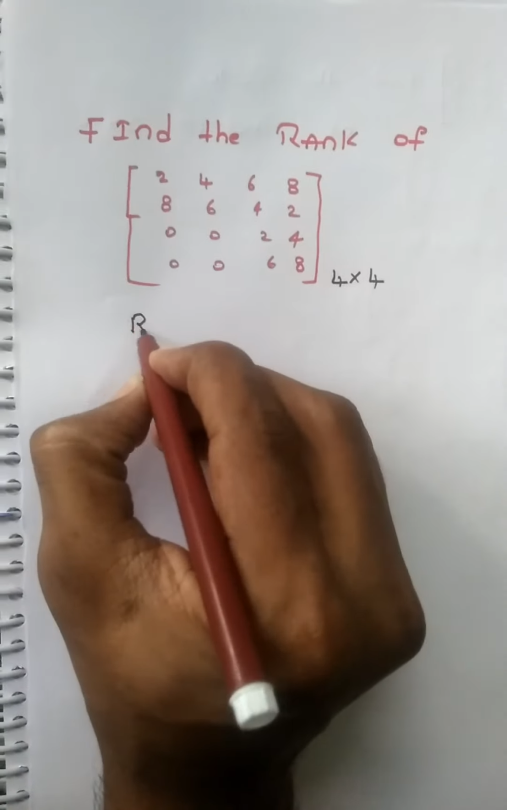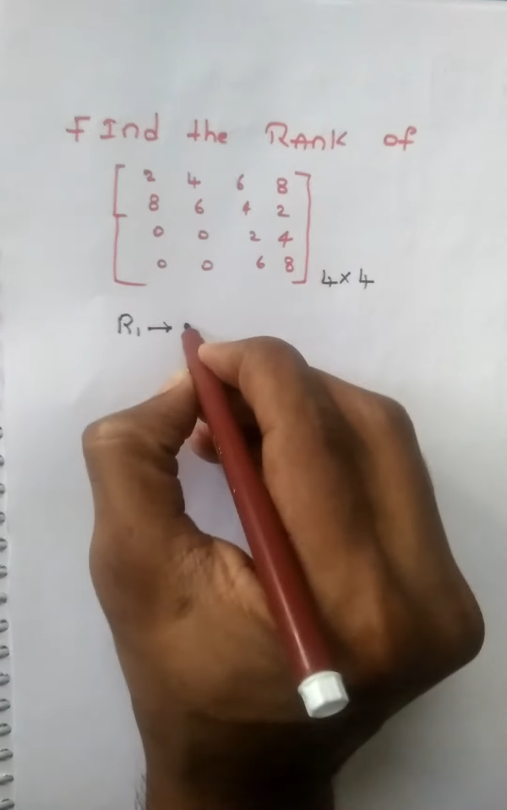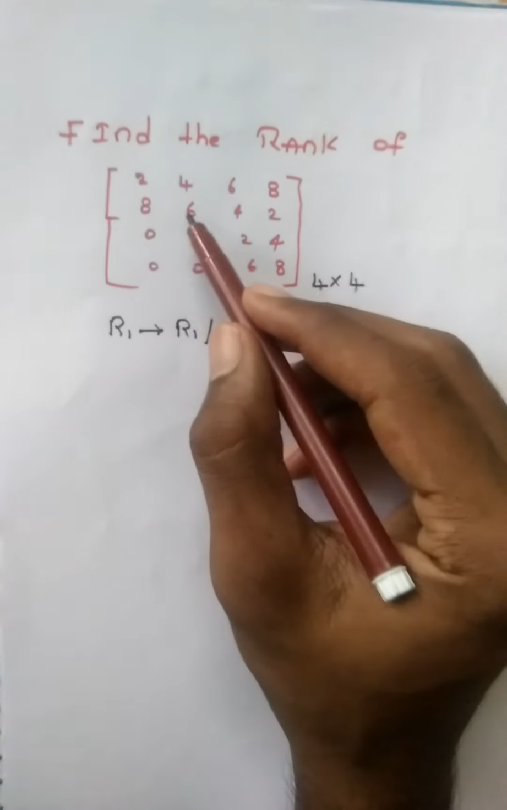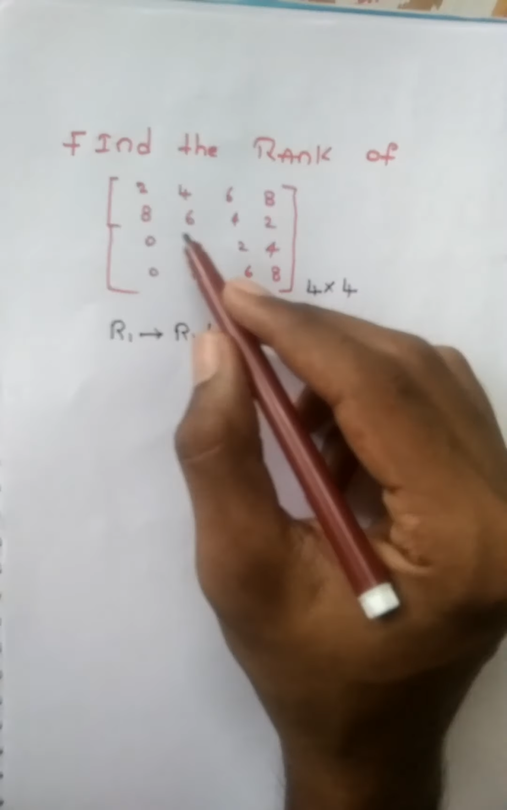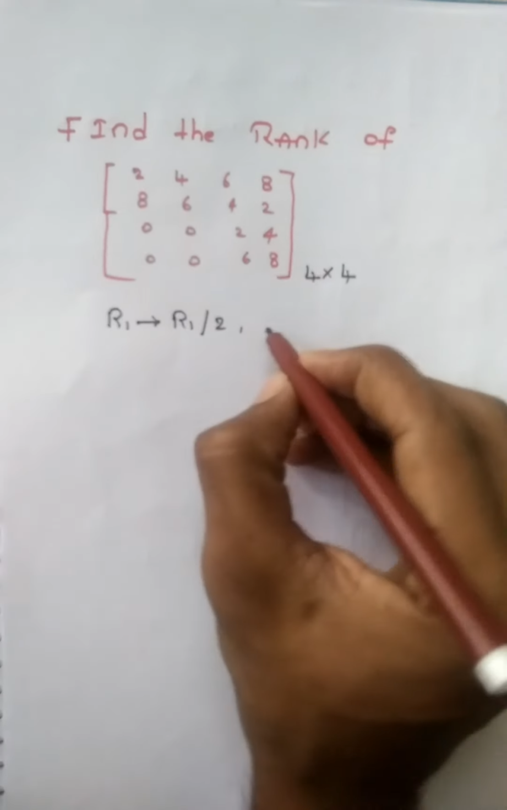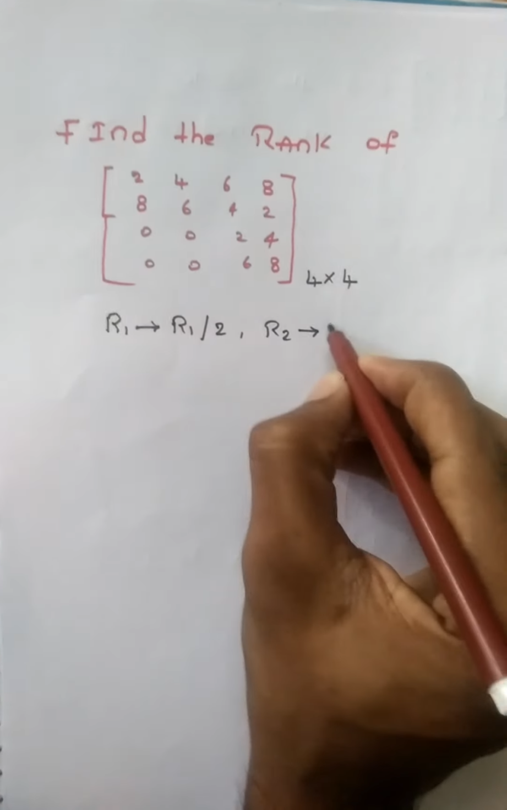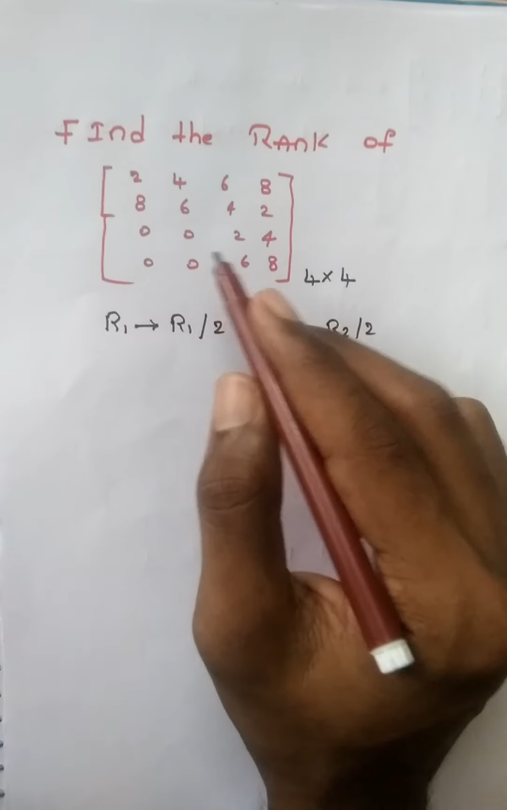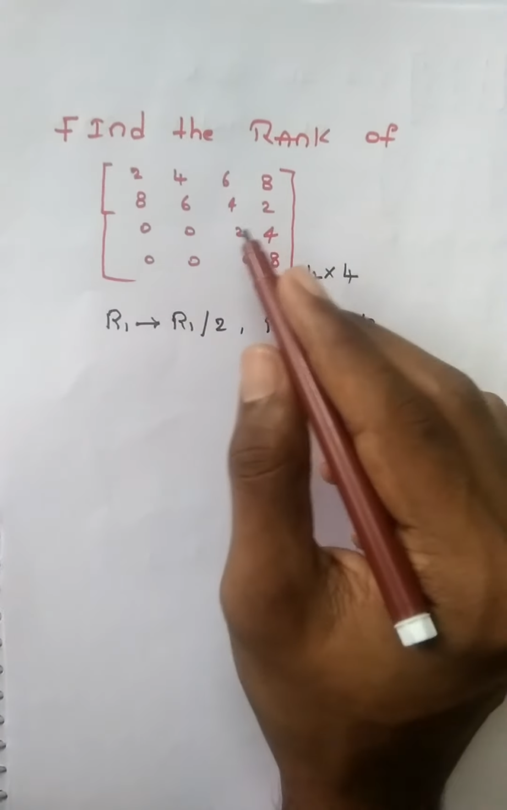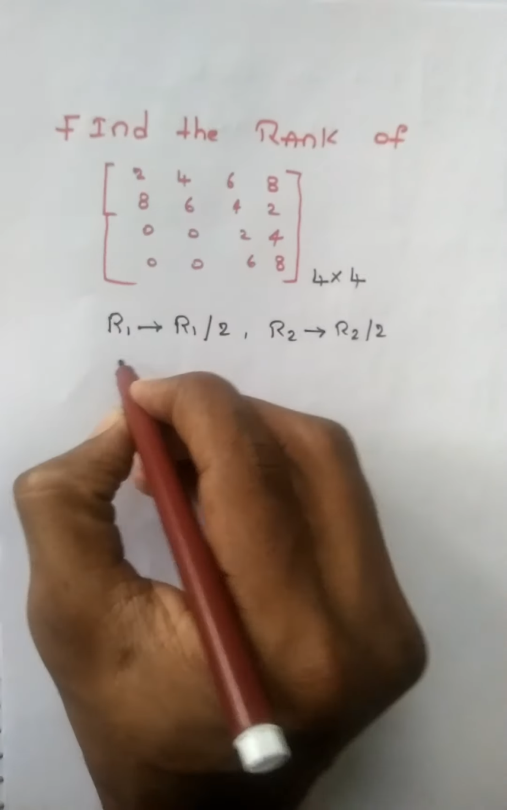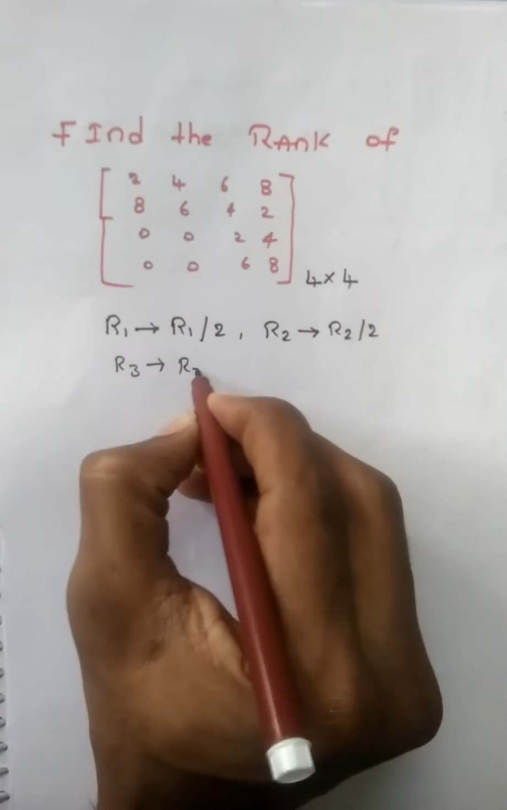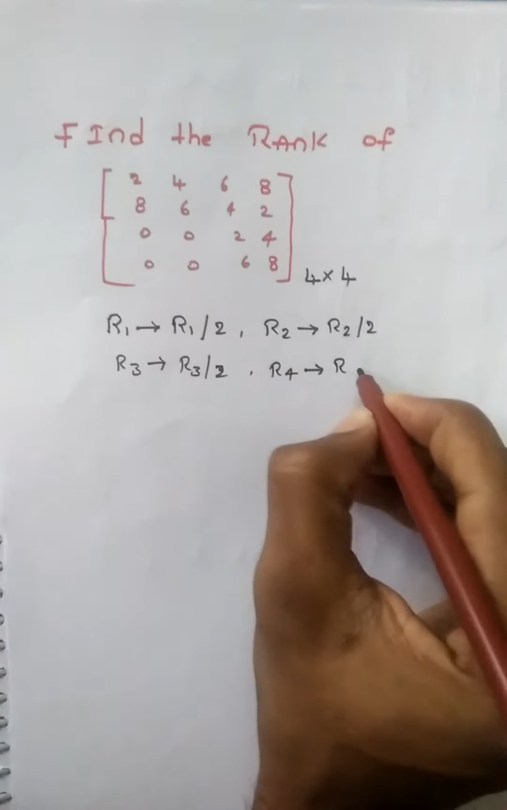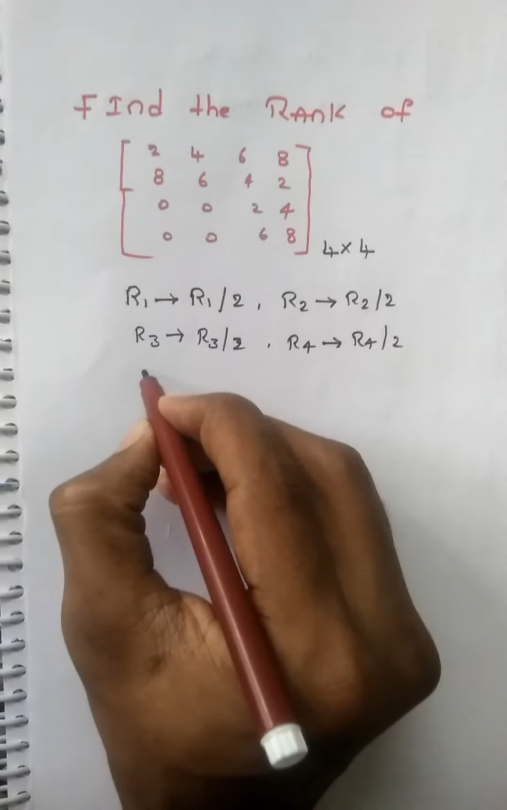Take R1 as row 1 divided by 2. The second row is also divisible by 2, so R2 divided by 2. The third row we have zeros, and the fourth row we have zeros, and it is also divisible by 2. So R3 divided by 2, R4 divided by 2.